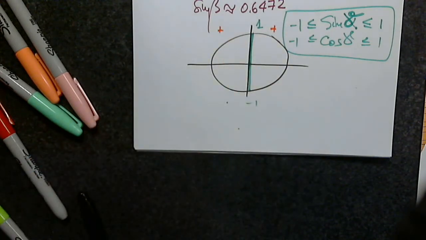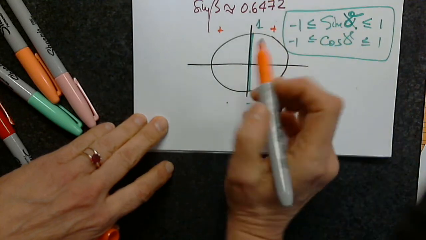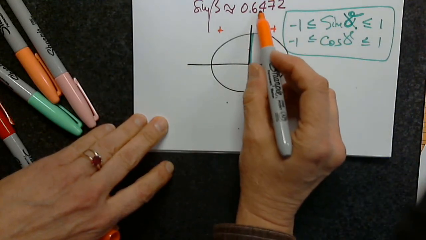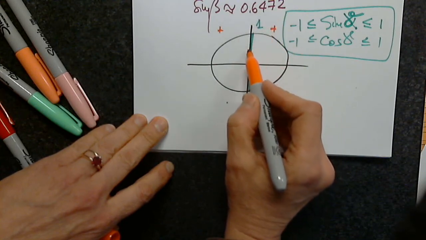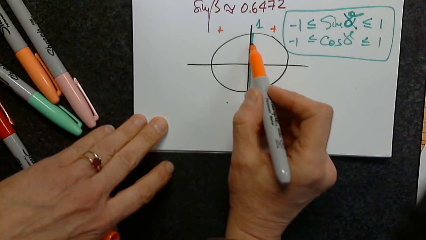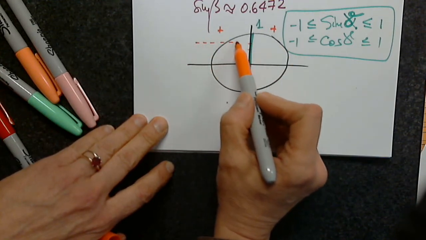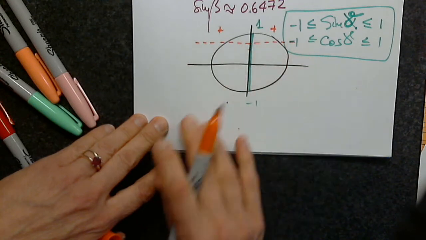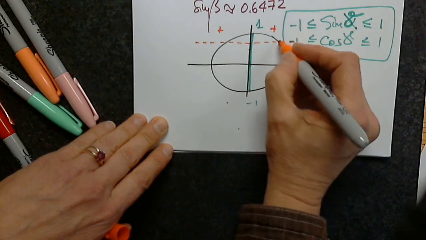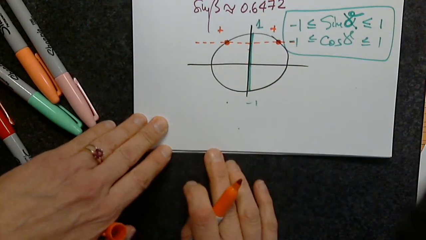So you already told me that sine is positive in these two quadrants. If this is 1 and this is 0.5, would you agree that 0.64, so this is 5 and this is 1, I'm going to say somewhere here. Okay, I'm going to draw a horizontal line at roughly 0.64. It crosses the graph of the circle in 2 points.